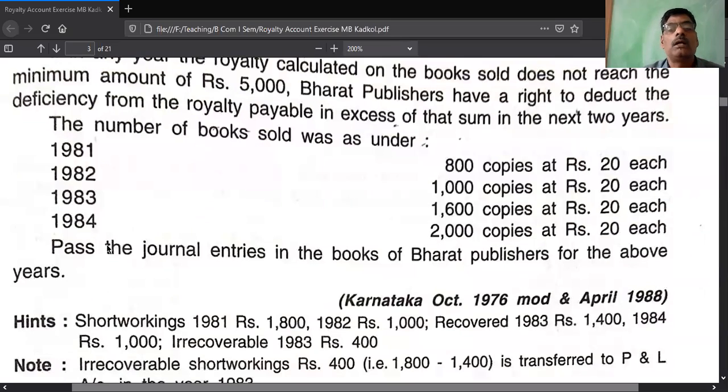Then you prepare the chart: year, quantity, and the rate of royalty, which is 4 rupees. You take 4 rupees and multiply, and you will get the royalty. Once again, I am telling: year, quantity, rate of royalty 4, royalty, minimum rent 5,000, then the remaining columns. You calculate and pass the journal entries. Per year, you pass 3 entries.